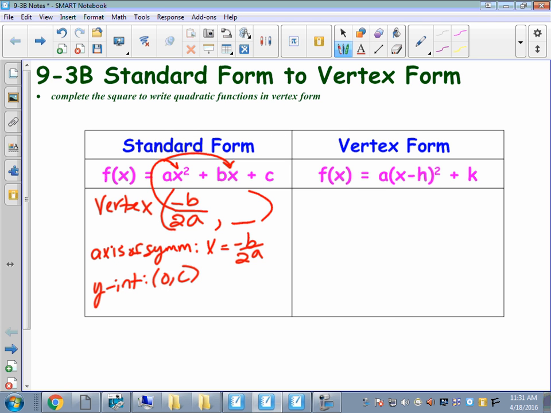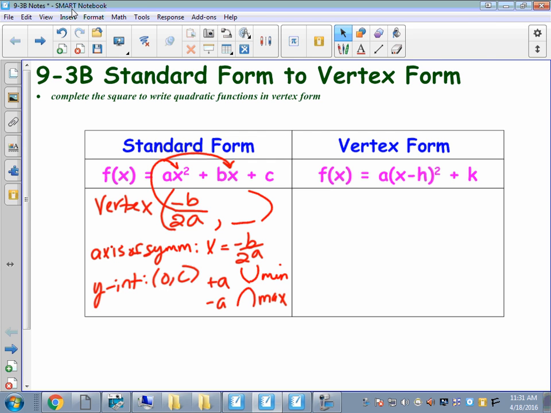You can also tell by the sign of the a value: if it's a positive a, it's going to open upward, and so you have a minimum. If it's a negative a, it's going to open upside down, and then you're going to have a maximum value. So just by looking at the equation, you can get the y-intercept, and you can tell if it's a min or a max based on the sign of a.